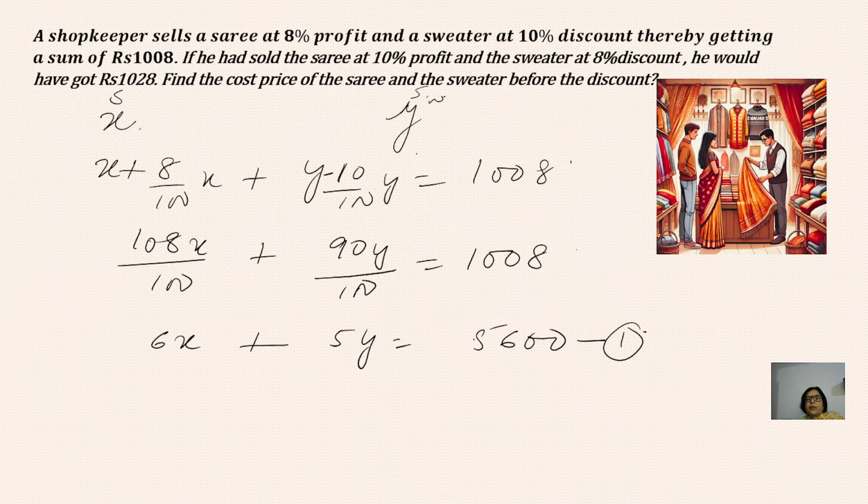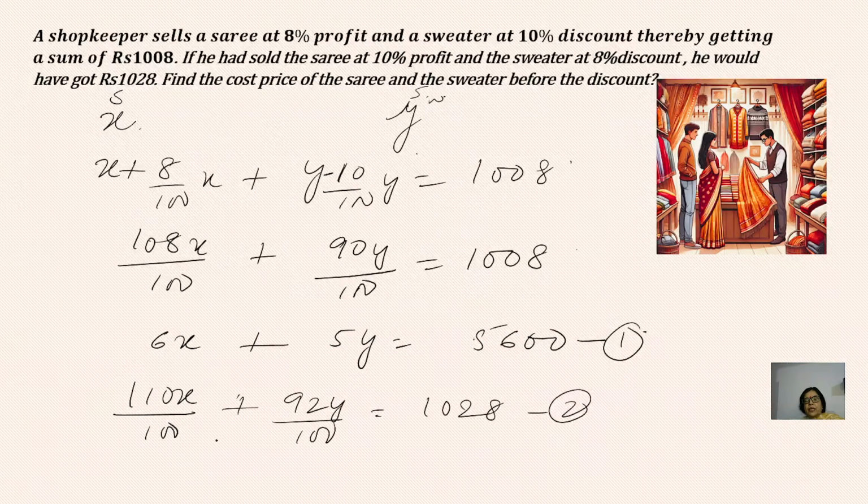Second case, if you had sold the sari at 10% profit, that means you will get 110x by 100. In a similar way, just replace this 8 by 10, and 8% discount. So 8% discount means Y minus 8 by 100 of Y. That will give us 92Y by 100. This is equal to 1028.